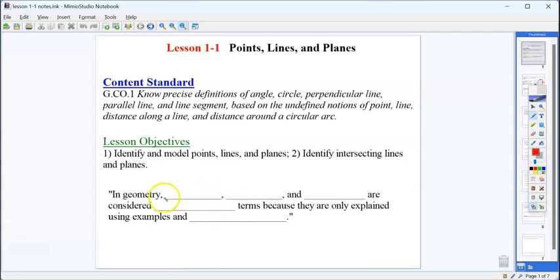And jumping down to the bottom of our screen here in this quote, in geometry, points, lines, and planes are considered undefined terms. So that may seem a little bit strange. These are terms that we really don't have a concrete definition of. We can't just nail them down with a concrete defined statement, because they are explained only using examples and descriptions.